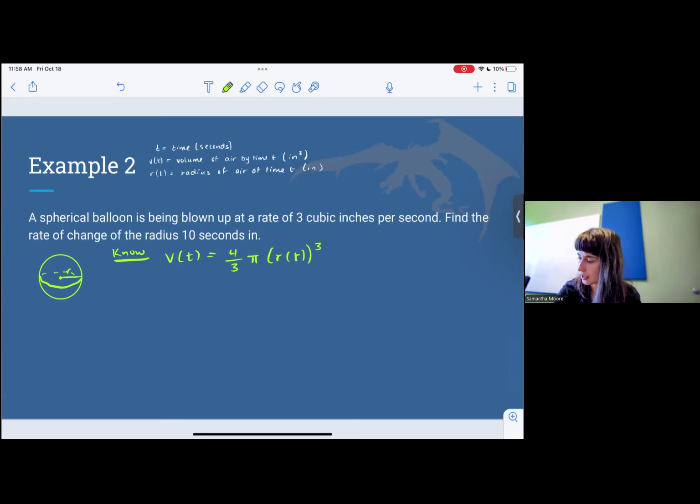Another thing I know, if I look at translating the sentences in my word problem, is that my spherical balloon is being blown up at a rate of 3 cubic inches per second. So I could also say that v prime of t is 3. And since the volume of my balloon has to start at 0, I could go further and say that v of t is really going to be 3 times t. My volume at any given time is just how long I've been blowing up my balloon times 3.